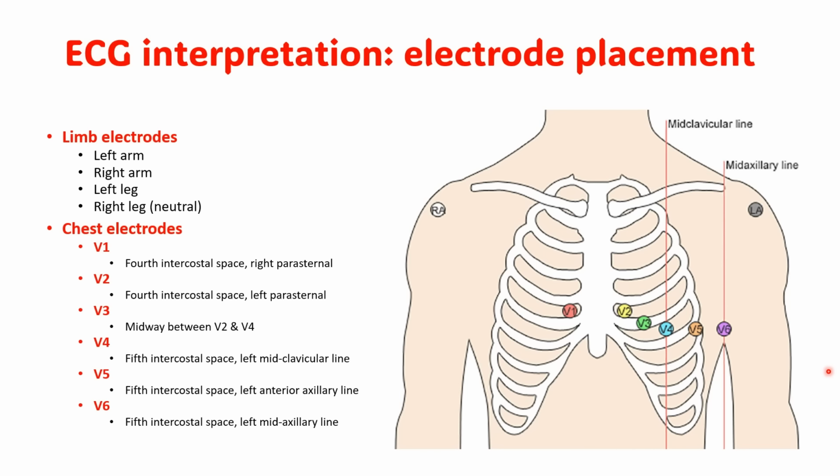And they are leads 1, 2, and 3. We also have our unipolar, sometimes called augmented limb leads, and they only require one pole, one electrode, and they are AVL, AVR, and AVF. And then we have our precordial leads, otherwise known as our chest leads, and they go V1 to V6. So in total, we therefore have 12 views of the heart, despite having 10 electrodes.